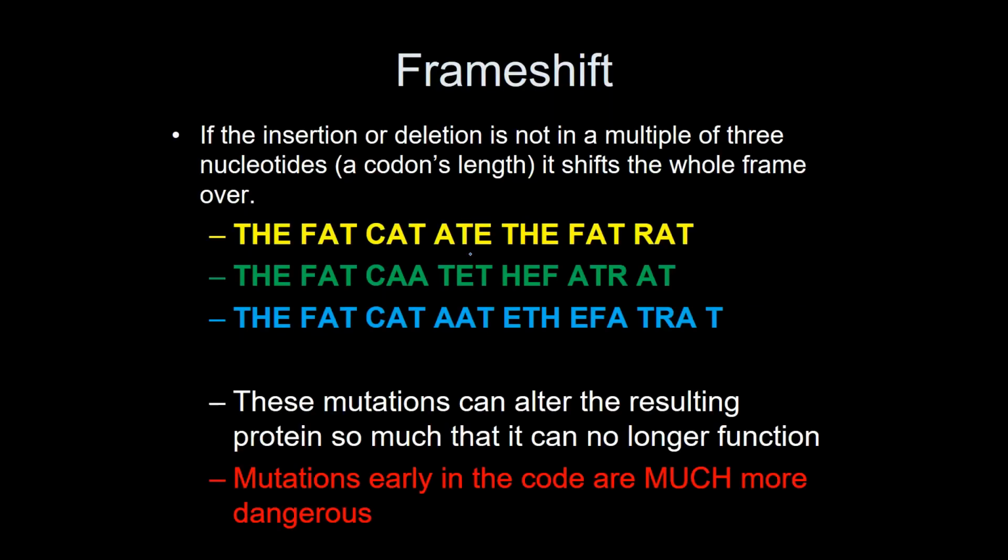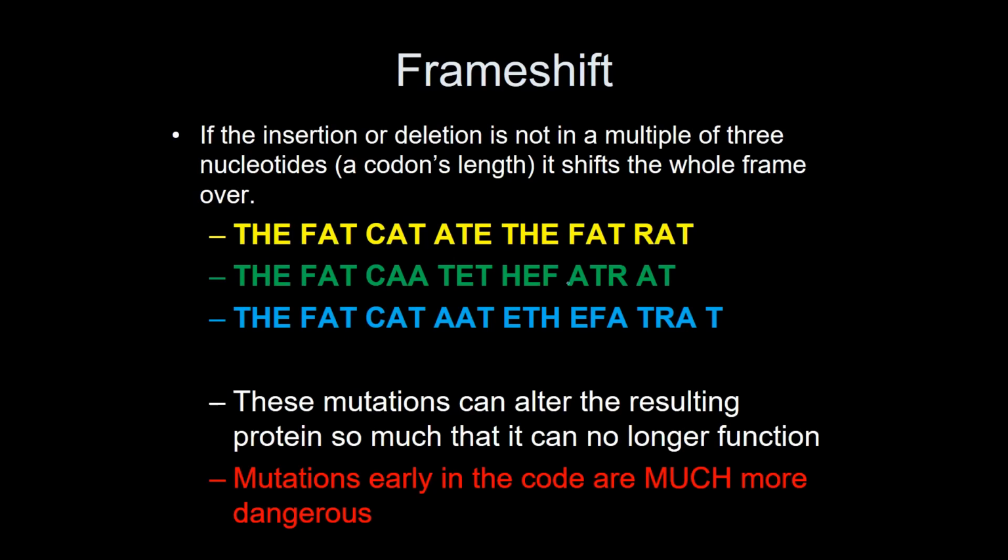For a frameshift mutation, as you guys can see, we read our codons in sets of 3. So that first yellow sentence on there, I have just 3-letter words. The fat cat ate the fat rat. So that would be how a codon is read in your body. So each 3 letters is read for a specific amino acid.